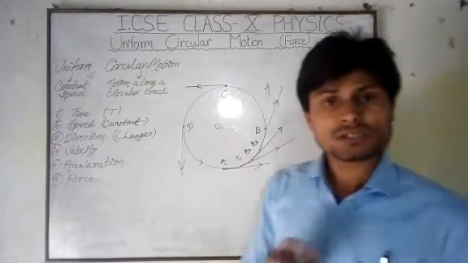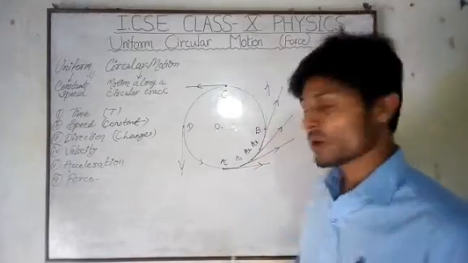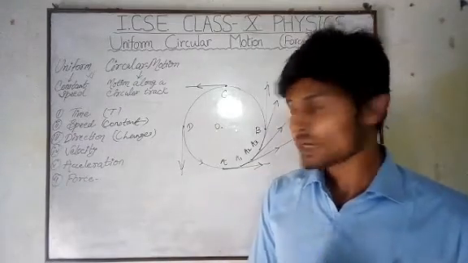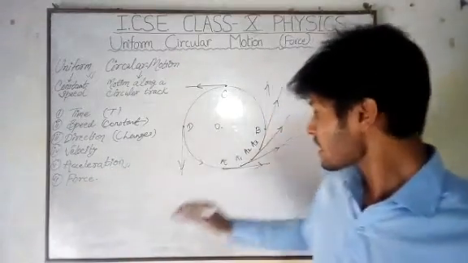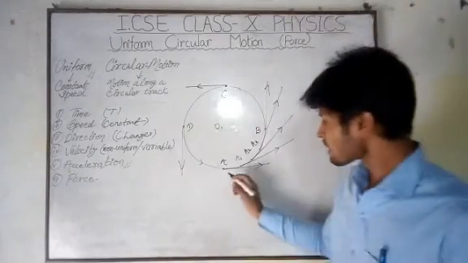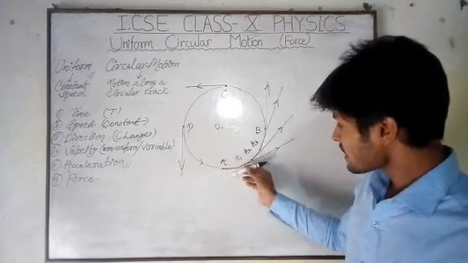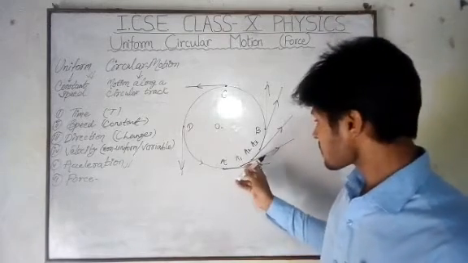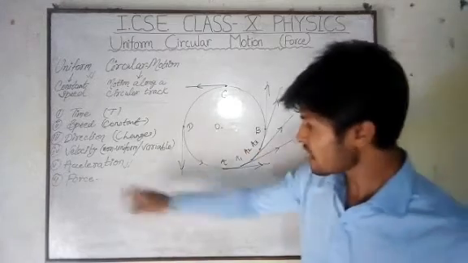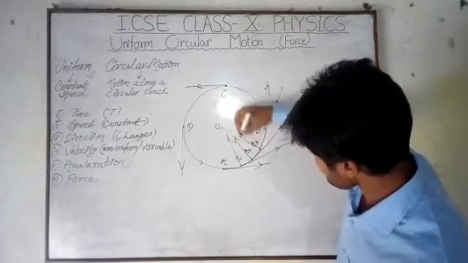If there is a change in velocity, that means there is some acceleration on the body. The body is continuously accelerated to change its direction, to change its velocity. Let us find out what is the direction of acceleration. From the figure we see that at every point the change of direction of the particle's motion is toward the center. So the acceleration is always acting toward the center at every point.